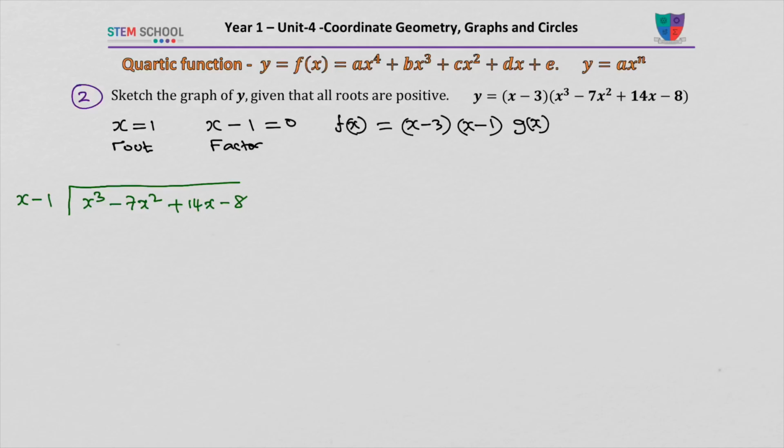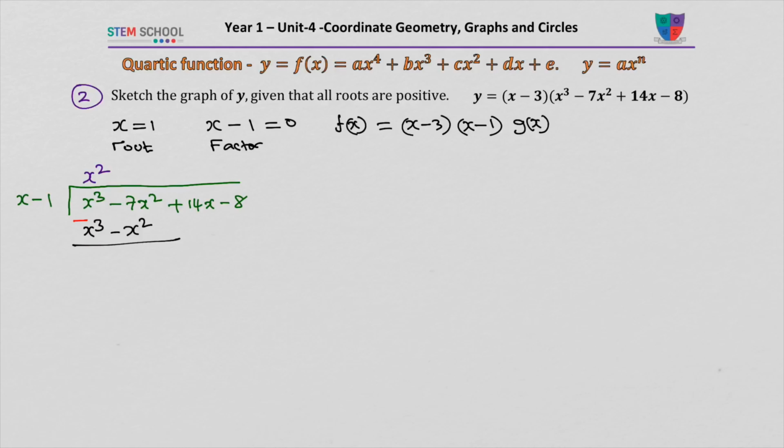What can I multiply with x to get x cubed? That would be x squared. So I write x squared here. x squared times x would be x cubed, so I'll write x cubed. x squared times minus 1 will be minus x squared, so I'll write minus x squared. Draw a line. Now I need to take away. So x cubed minus x cubed will be 0.